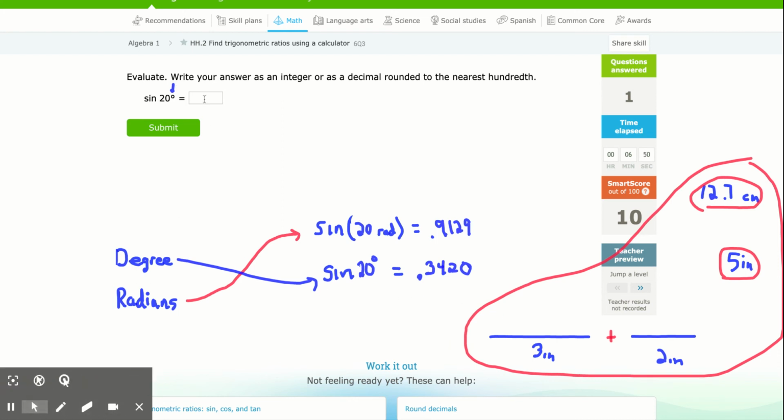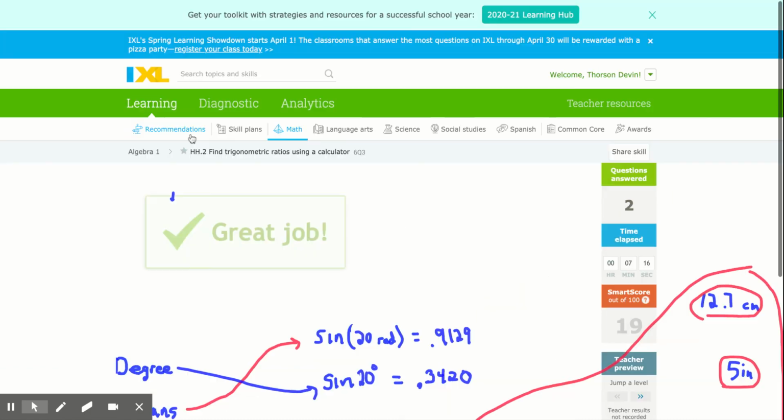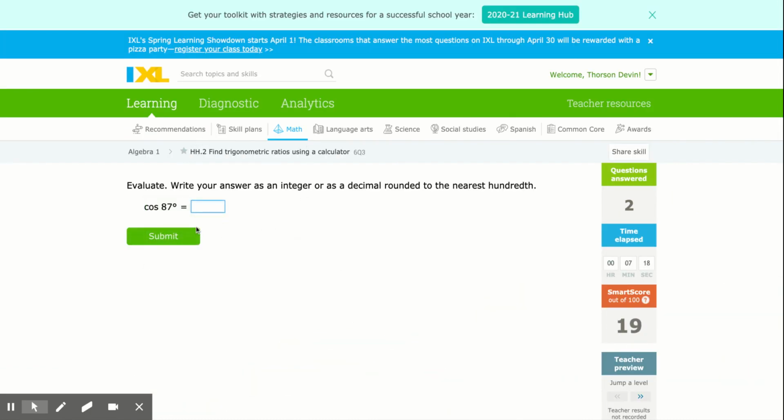So I recommend you take your calculator, your computer or your phone, turn it sideways, and type in the sine of 20 and see if you get 0.9129. If you do, you're in the wrong mode. You're in radians. There will be a mode function that will be able to change it to degrees. Make sure that when you take the sine of 20 degrees, you get 0.3420, and then you're ready to continue with this assignment. And again, cosine, same thing.